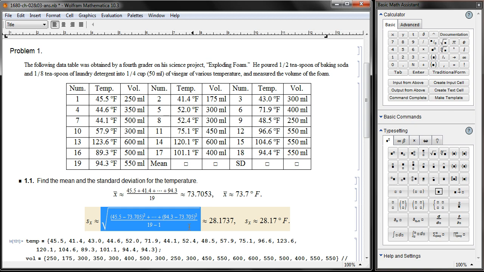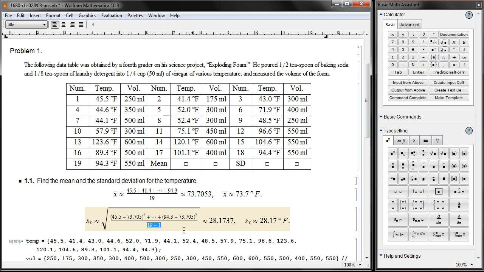Now, one thing that may trap a student is whether this is 19 or 19 minus 1. For population standard deviation, it is capital N, where capital N is the population size. For sample standard deviation, this is n minus 1, where n is sample size. So is 19 the population size or the sample size? That's the problem here. What do you think? Is it sample size or population size?